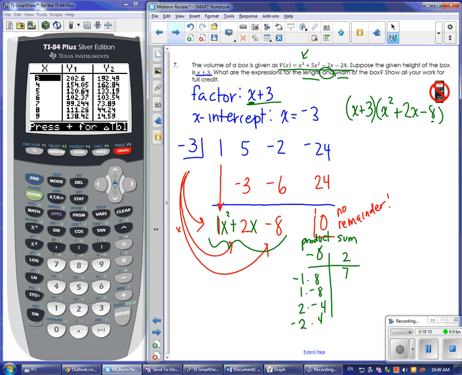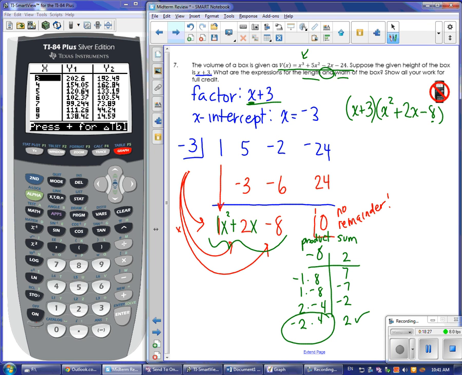-1 plus 8 gives me 7. 1 plus -8 gives me -7. 2 plus -4 gives me -2. -2 plus 4 gives me 2. And that's what I want. So I'm going to use these 2 numbers to factor my trinomial. And remember, these are not the solutions.